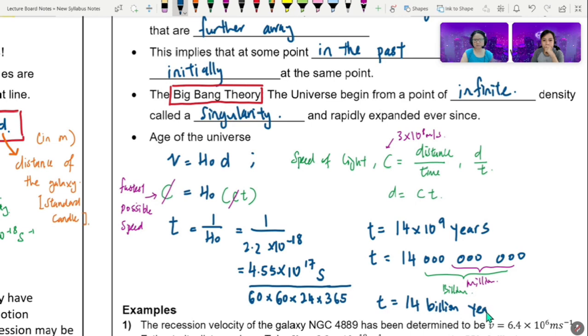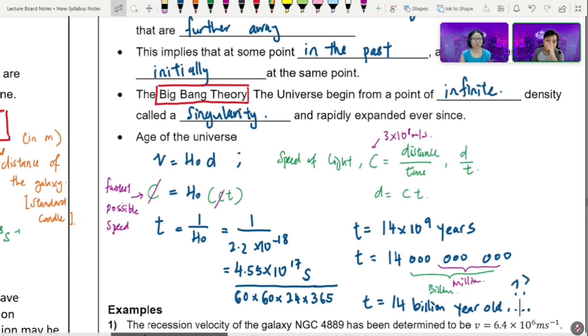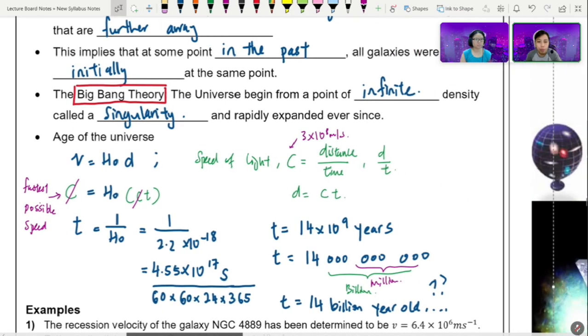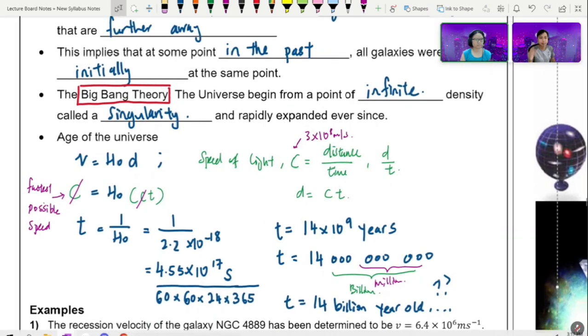So just, can you even imagine what is 14 billion years? I cannot, but this is based on, remember, the Big Bang theory and Hubble's law, which is constantly being updated. So it's not like this is the absolute truth, this is the answer for all the questions in the universe. No, this is one theory and one way to approach to find the age of the universe.